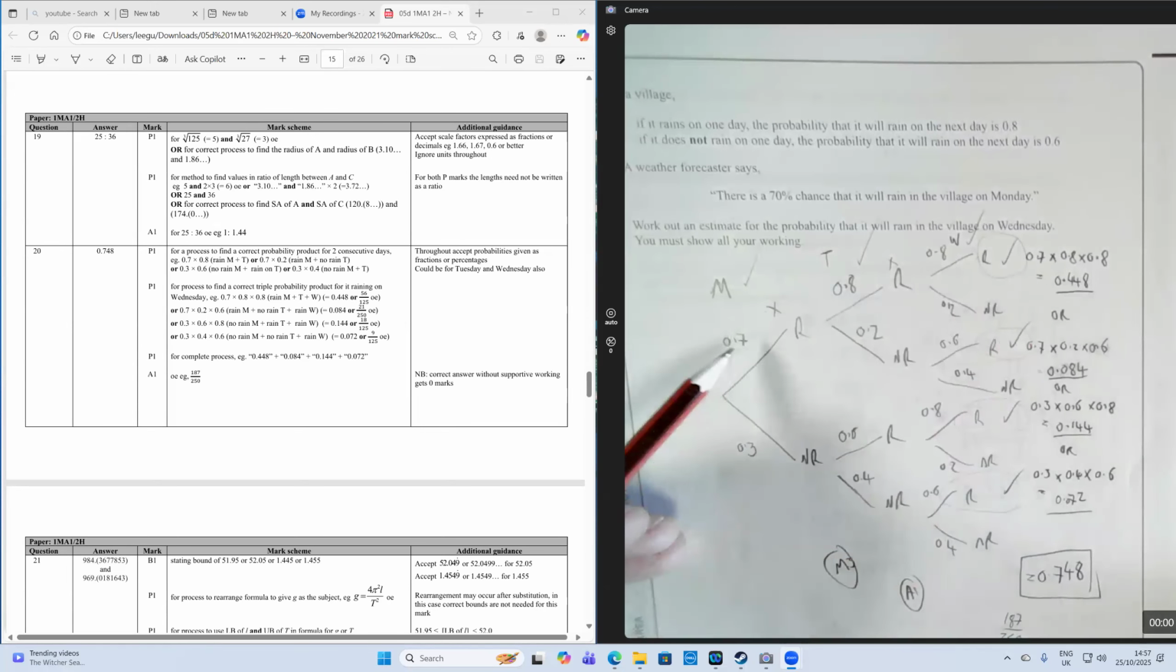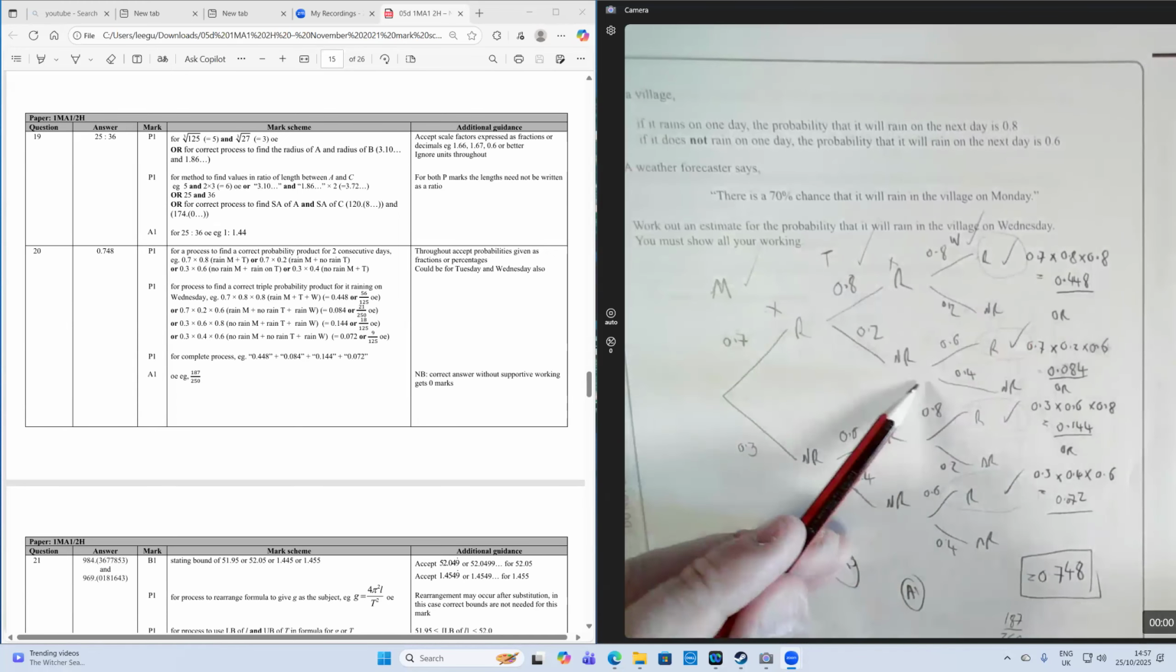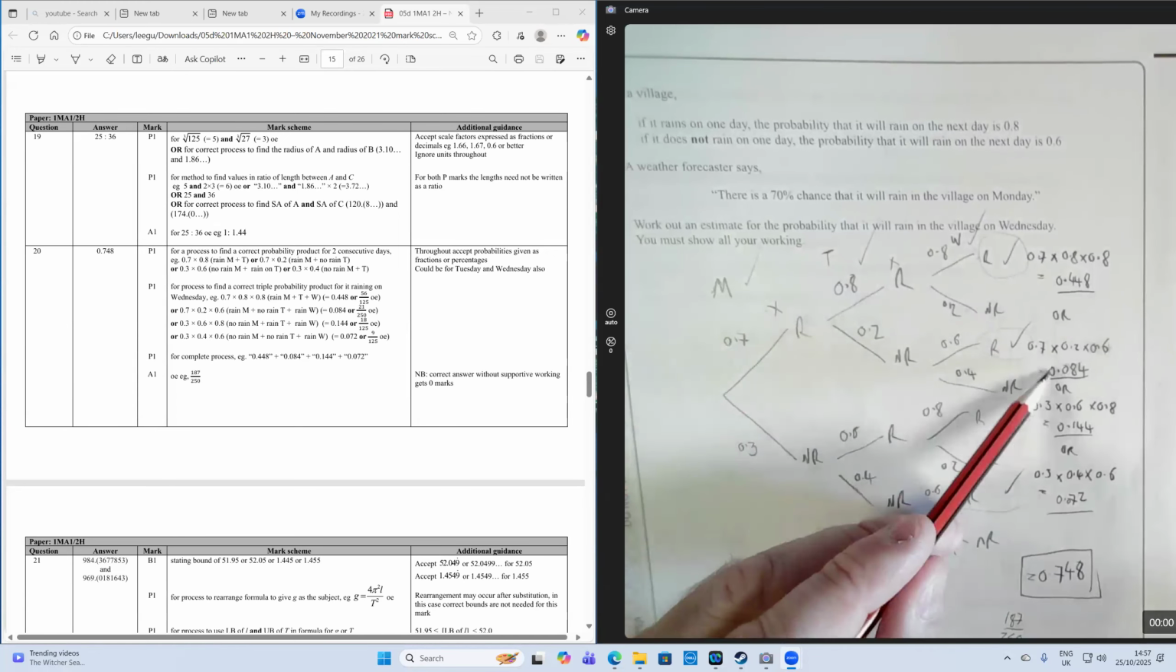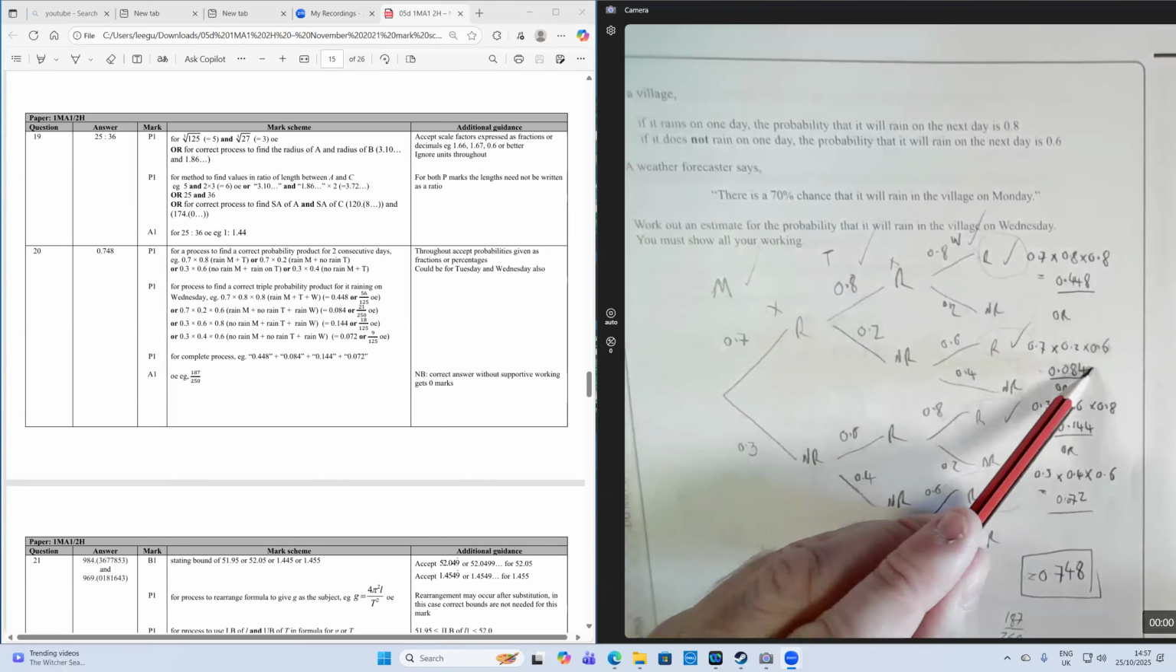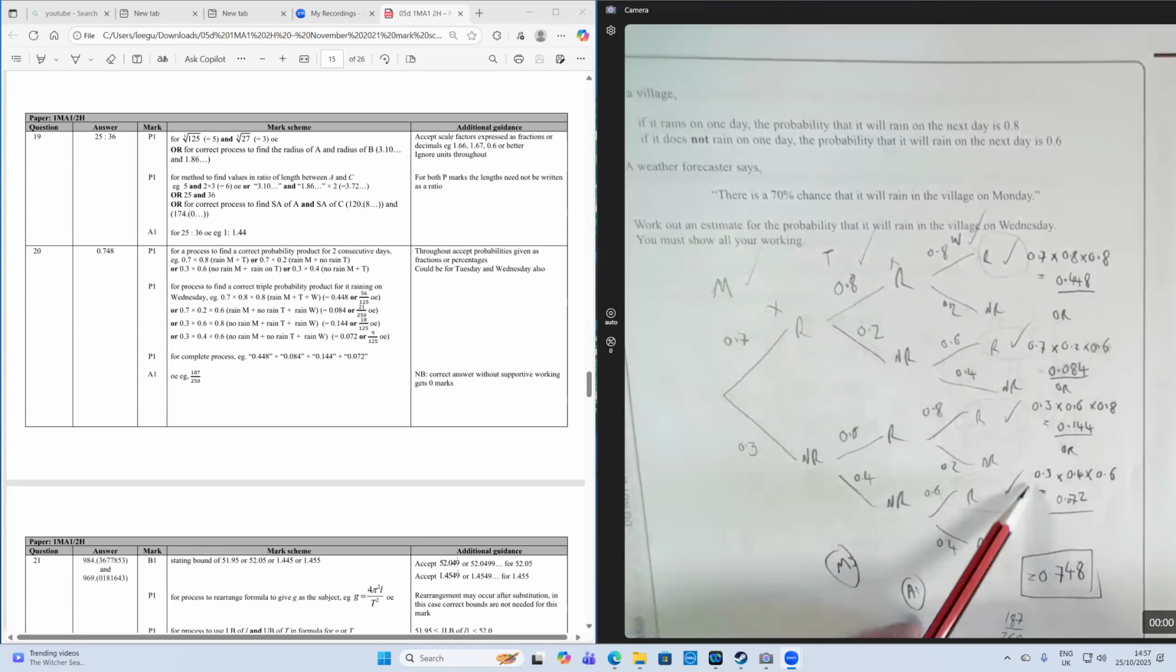This branch is 0.7 times 0.2 times 0.6 along and down and up there. So that turns out to be 0.084. This branch is not rain, rain, rain, 0.3 times 0.6 times 0.8. And then finally, this branch here is not rain, rain, which is 0.3 times 0.4 times 0.6.